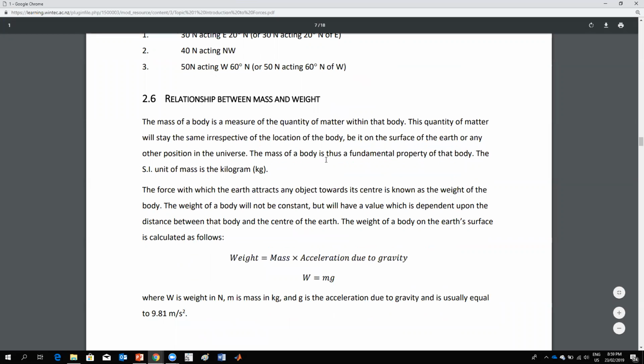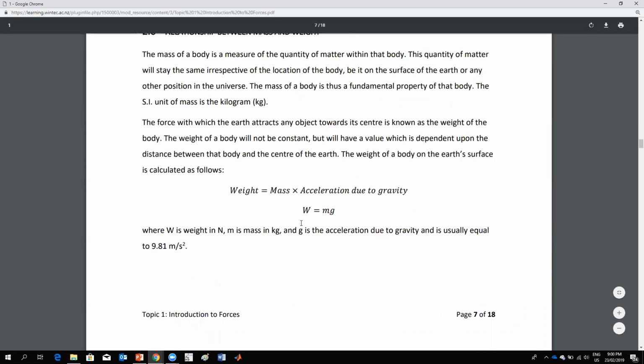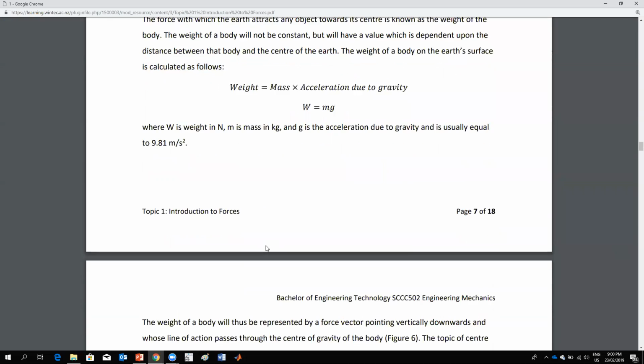We also learned the relationship between mass and weight. We know that weight is equal to mass times acceleration due to gravity, 9.81 meters per second squared. The unit to measure weight is the newton, similar to force. Mass is in kg, that's the SI unit. So don't be tricked if we give you the mass in grams; you need to convert that to kg.